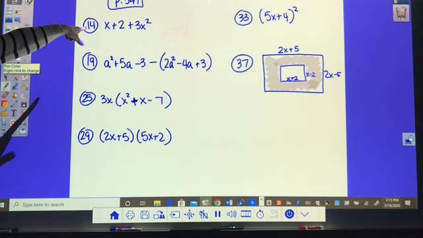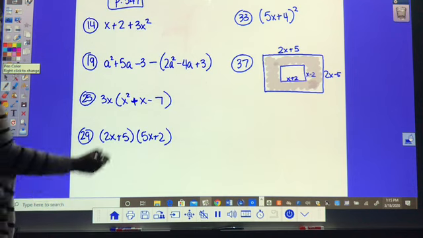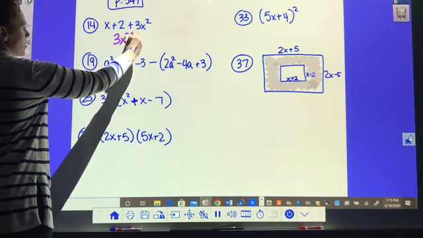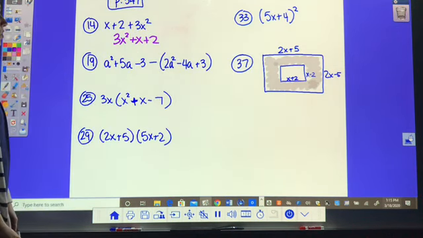So for number 14, there's really no like terms. There's nothing you can add together, but they want us to put this into standard form. So remember, standard form is just where you write the highest exponent term first, and the very last term you want to have is your constant number. So that's all you have to do for number 14.